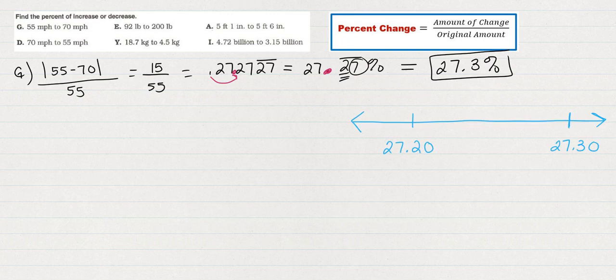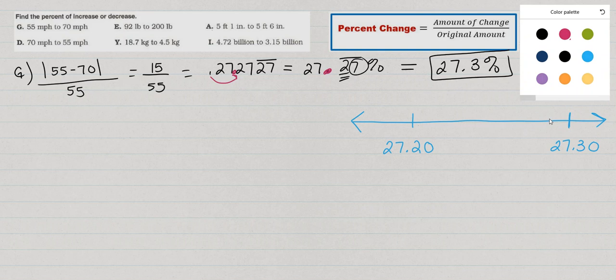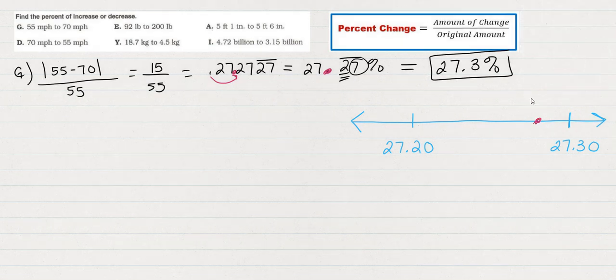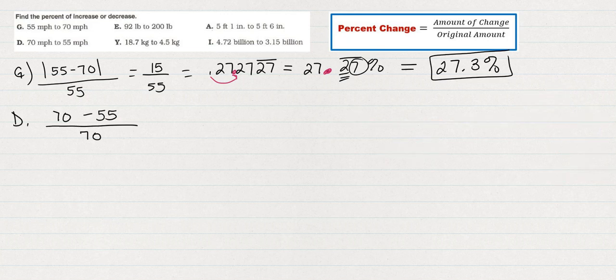Do you know what you're doing when you're rounding, by the way? If we were to put each of those two numbers on a number line, the 27.2 or the 27.3, we're trying to see where this 27.27 lands. It lands much closer to the 27.3, doesn't it? Or in other words, 27 is closer to 30 than it is to 20. So when I round it, I'd say it's closer to the 3, so 27.3%.